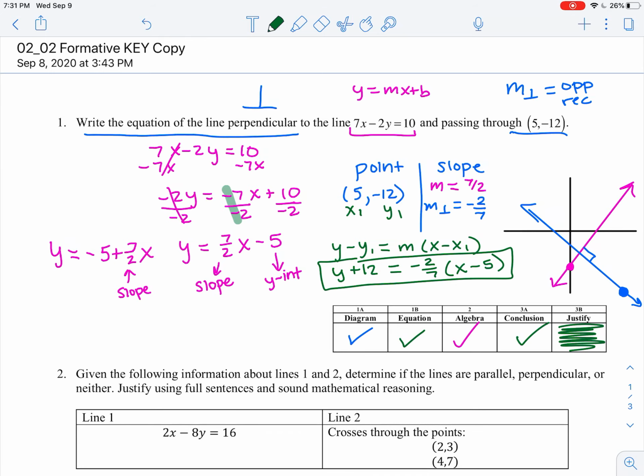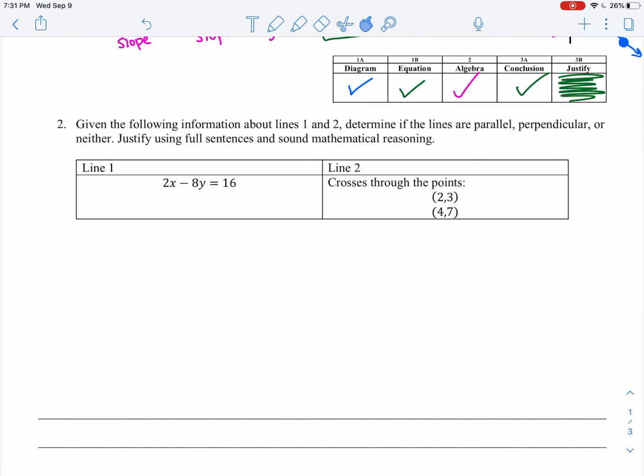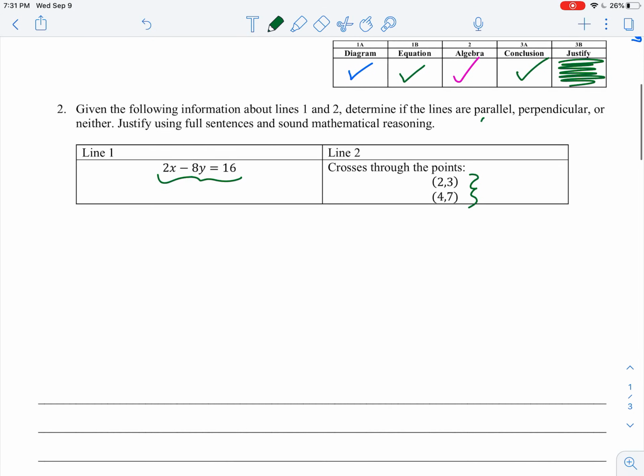Okay, so let's take a quick look at the second one as well. Now this problem asks us to figure out if these two lines, a line that's given to us, and this line that is given to us in the form of 2 points, are parallel, which would mean they have the same slope. If they are perpendicular, that would mean they have the opposite reciprocal slope, or neither, which would mean they have neither the same slope nor the opposite reciprocal slope.